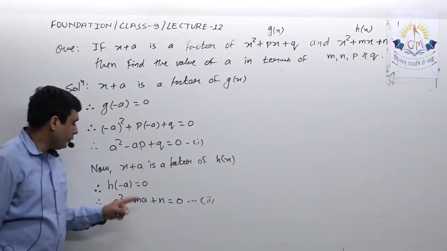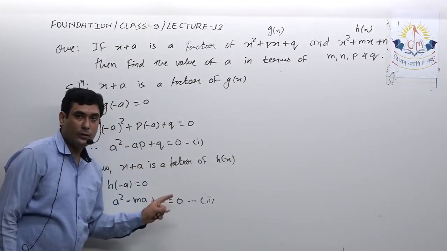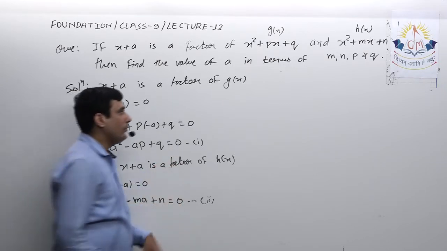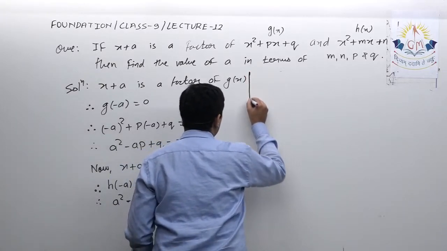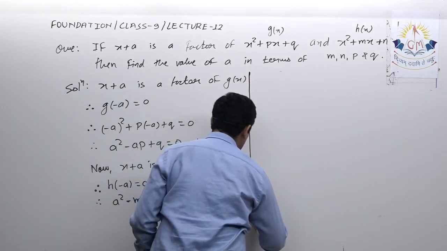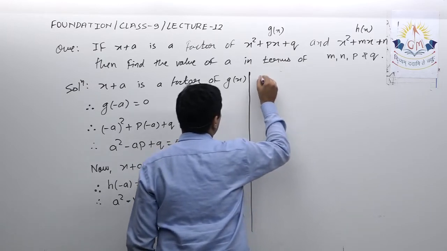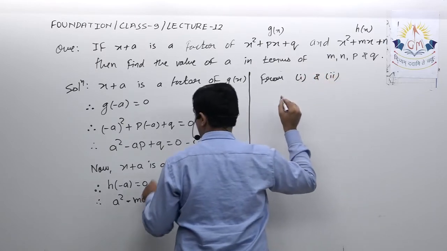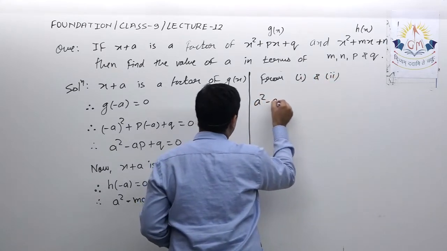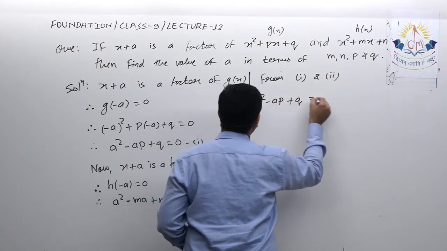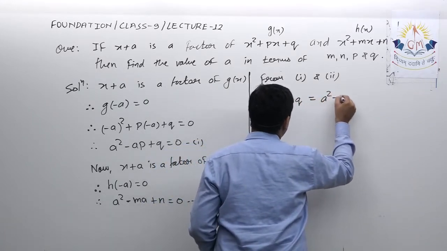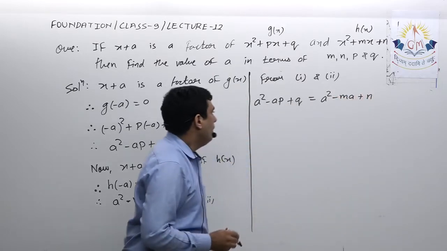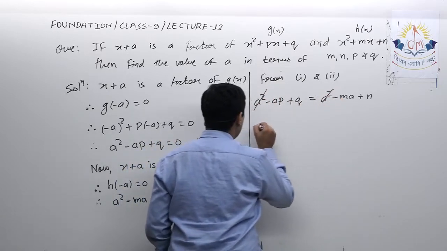Now, if you observe the equations, their right hand sides are equal, isn't it? Here it is 0, here it is 0. As their right hand sides are equal, obviously their left sides must be equal. So if I compare these two equations, I'll get the value of a. From first and second, a square minus ap plus q is equal to a square minus ma plus n. So a square cancels.